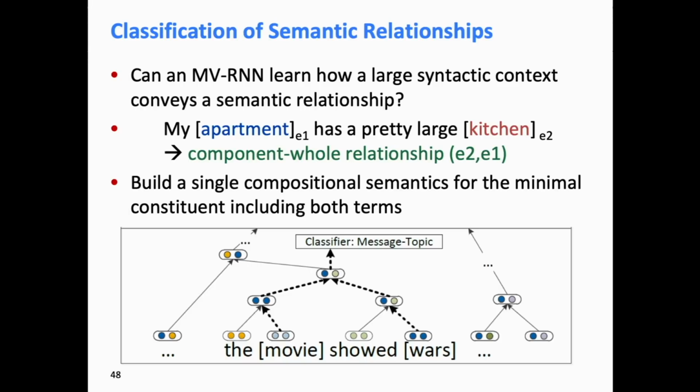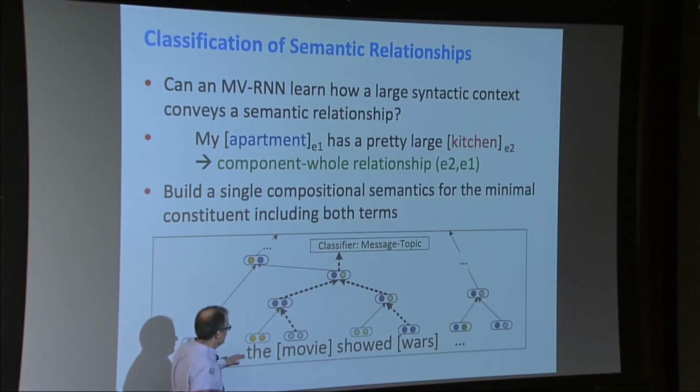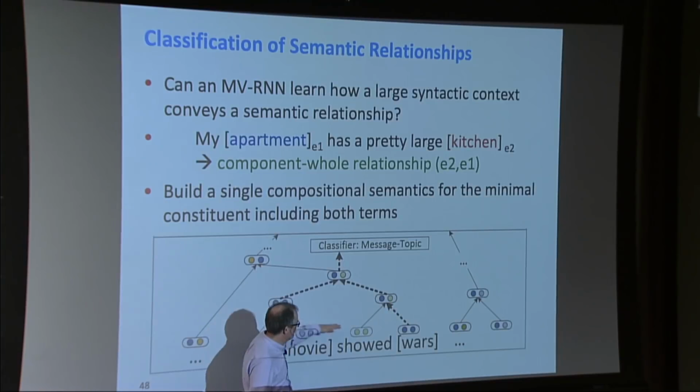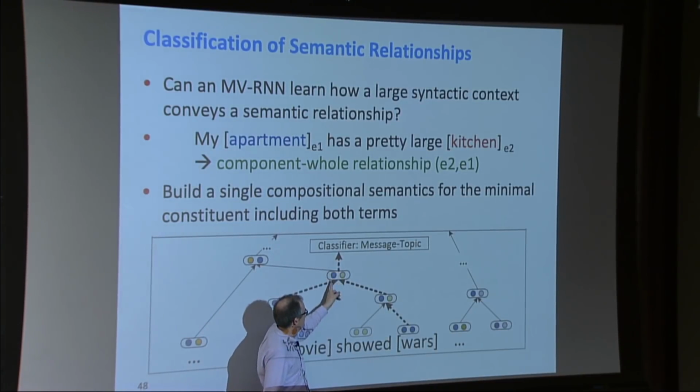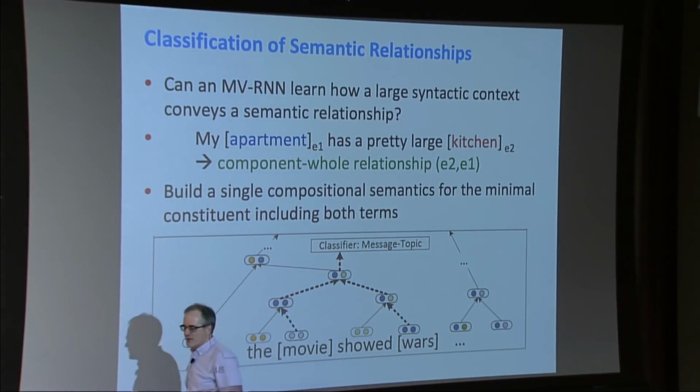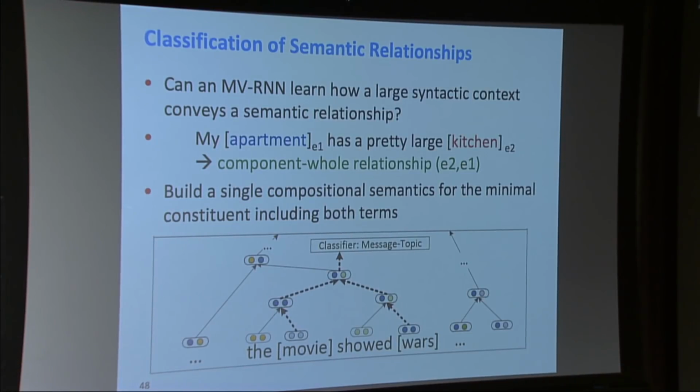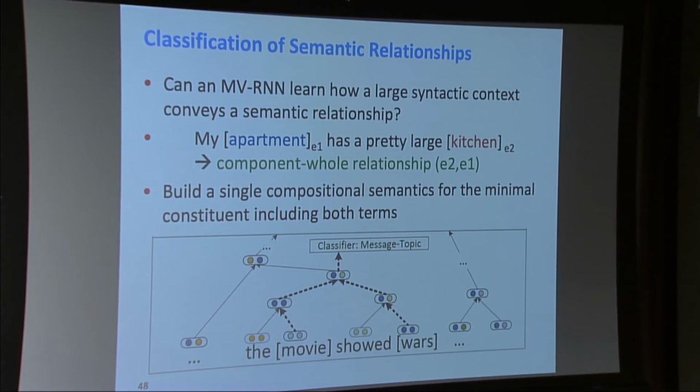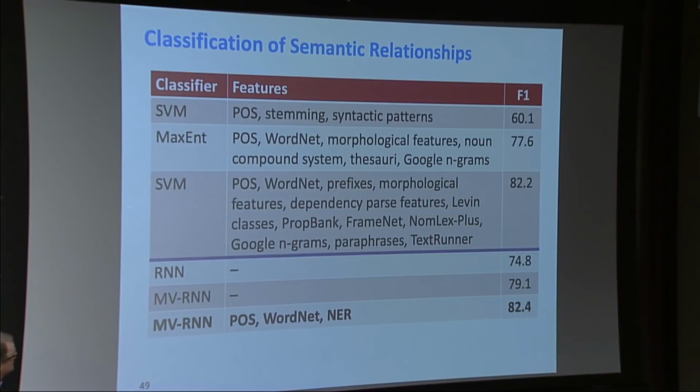noun phrases. So if it was the movie showed wars, that was then a message topic. So there's some communication medium that contained some topic relationship. And so we were using this kind of neural network to build our meaning representations and then putting them through another neural network layer as a classifier to see how well we did. And so we got some fairly good results on that.